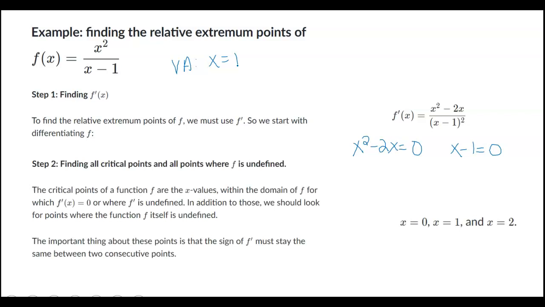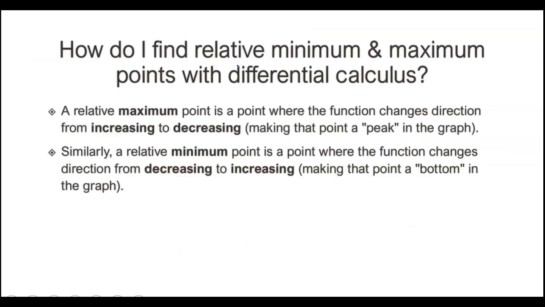Those are the potential extrema. In a line or two, after I tell you the definition of an extrema, we're going to figure out which is which. A relative max is a point where the function changes from increasing to decreasing, making it a peak in the graph. A relative min is where a function changes from decreasing to increasing. So that means on the derivative, it goes from positive to negative for a max or negative to positive for a min. Is this the second derivative test then?